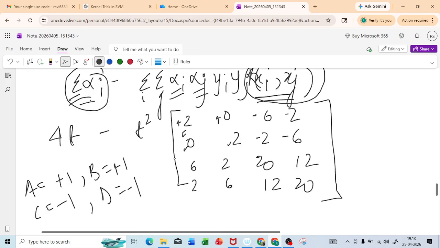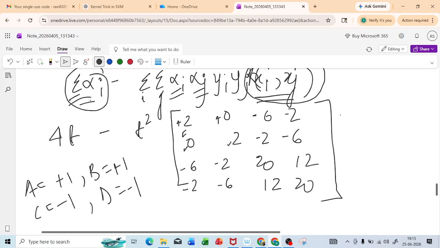Now the reverse would happen in case of this row, because this pertains to the c row. Now c and a are of opposite labels, so this and this become minus, this becomes plus, this becomes plus, this becomes minus. Again, d and b are of opposite labels, this becomes plus, this becomes plus, right?